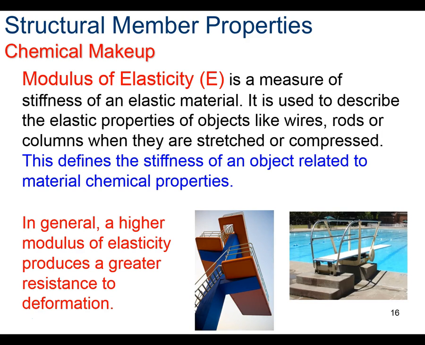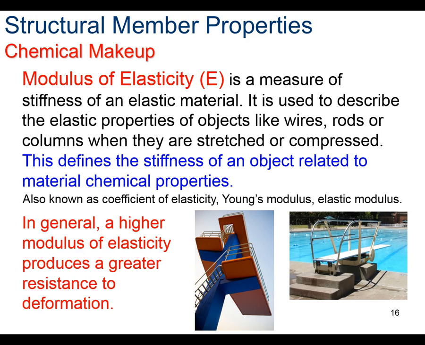To help illustrate how chemical makeup affects how stiff an object is, take a look at these two diving boards. The one on the right is the typical backyard diving board, which is made out of fiberglass. When you stand and jump on it, it will flex up and down. In contrast, the diving board on the left is probably made out of a reinforced concrete, which is stiffer than fiberglass. So when you stand on the edge of it and jump, it will not flex.